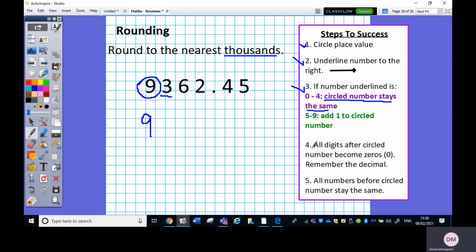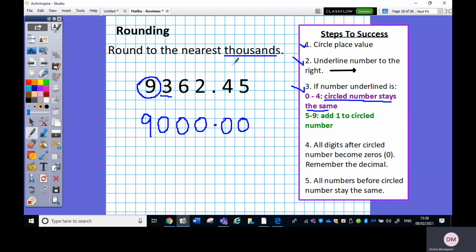Now, all digits after the circled number become 0. So this is my circled number. All of these digits now become 0. So I'm going to write 0 for 3, 0 for 6, 0 for 2, 0 for 4, 0 for 5. Remember the decimal. Okay, there we go. And all numbers before the circled number stay the same. Oh, there are no numbers before the circled number.